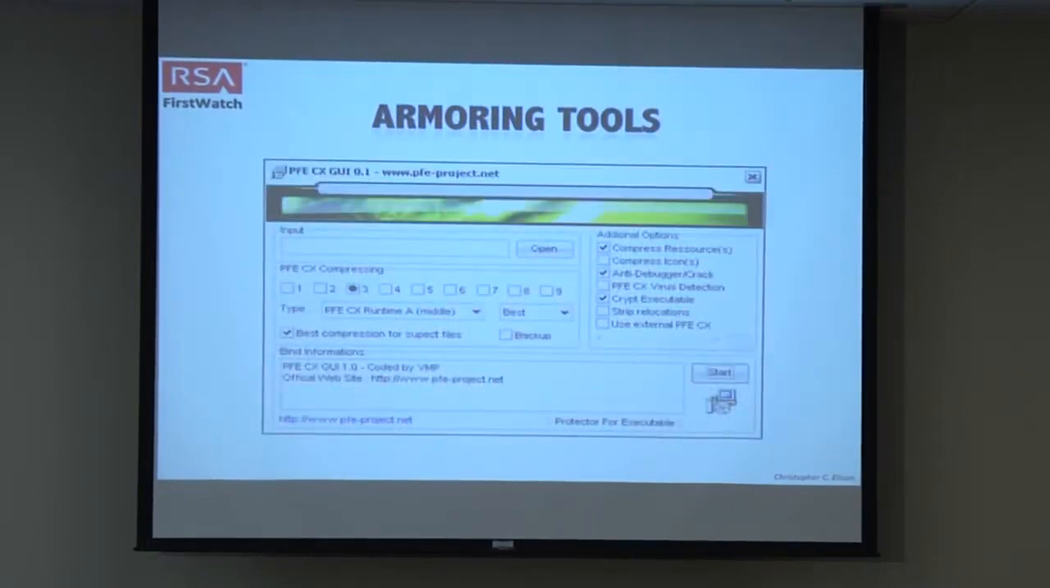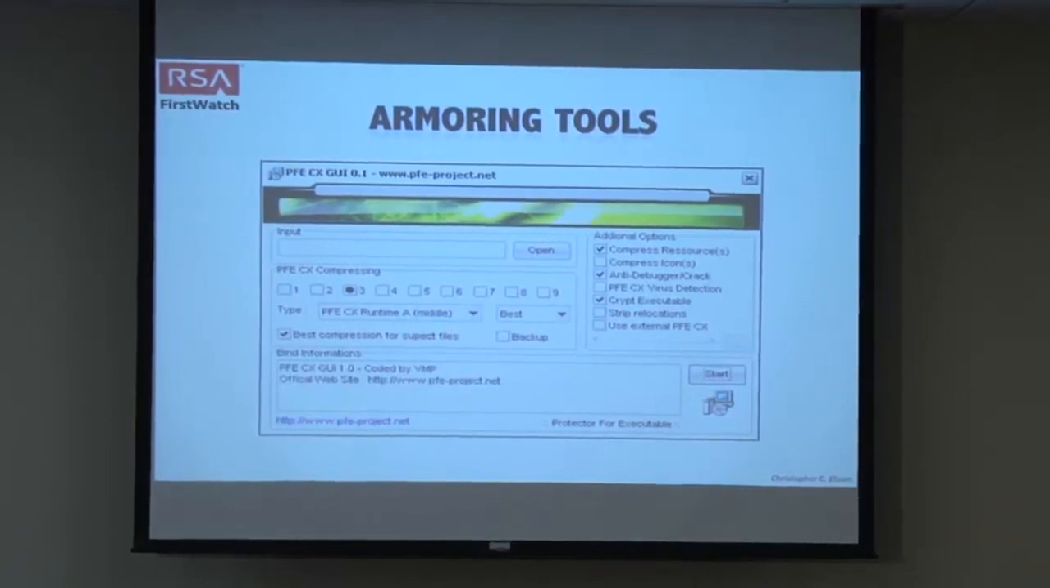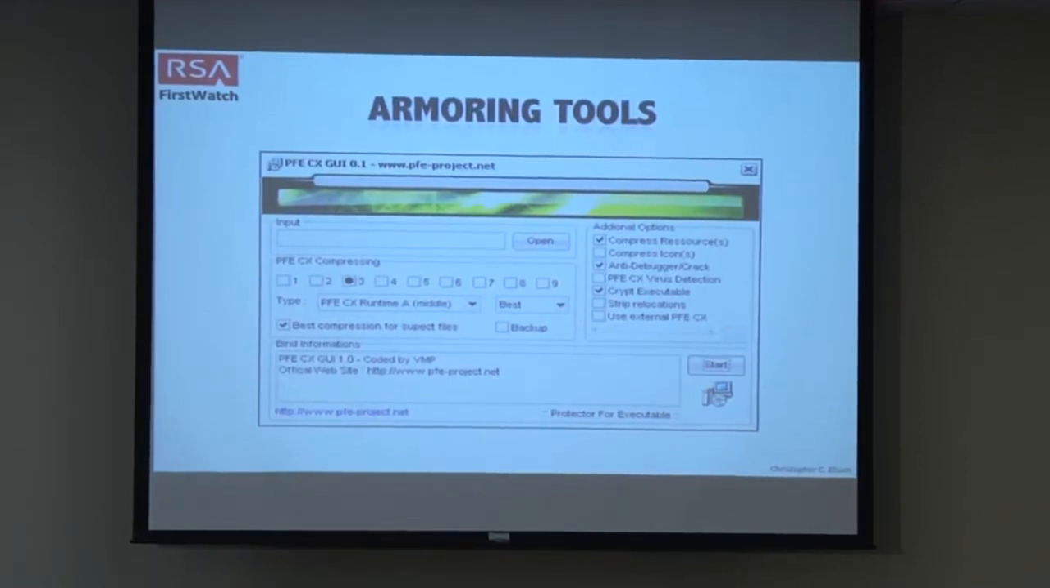This is also another example of an encryptor packer. But this one offers additional options. As you can see on the right, it says there it can compress resources. It has anti-debugger crack. It can compress icons. Most of these features actually work, but some of them don't work. But some of the buyers of these tools really don't check.